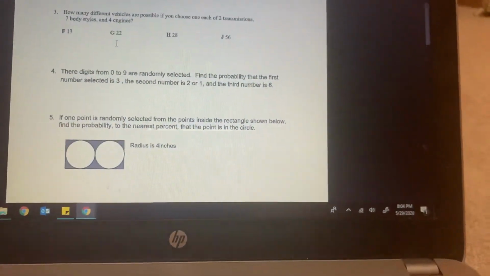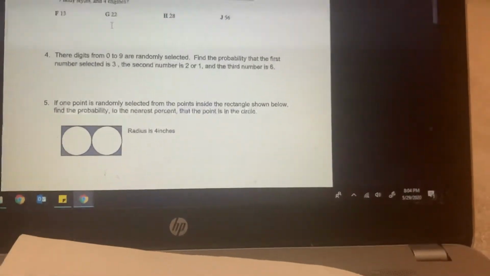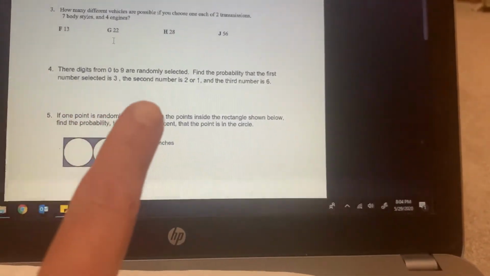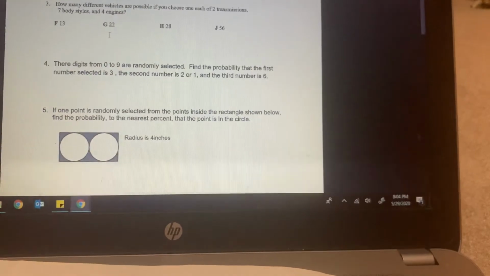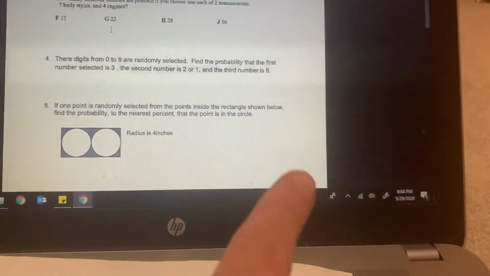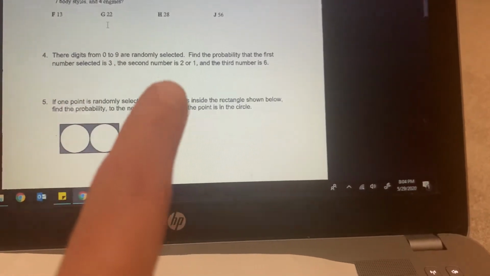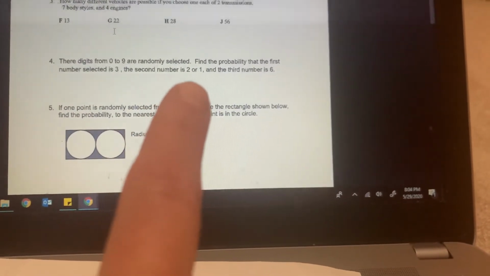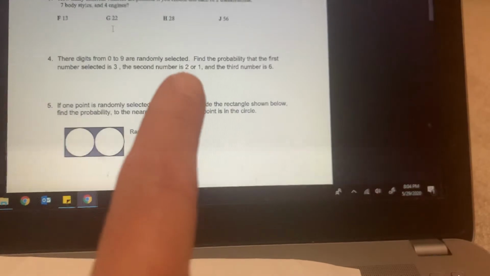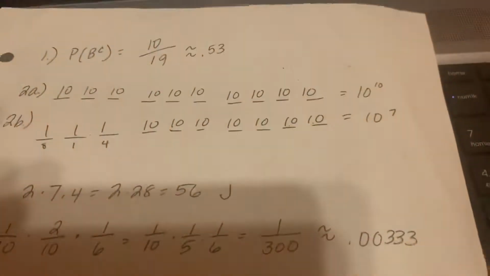Number 4, it says there are digits 0 through 9 randomly selected. So that right there is 10 options. It says find the probability. The first number is a 3. Well, that's one option out of 10. The second number is a 2 or a 1. Well, that's 2 options out of 10. And the third number is a 6.